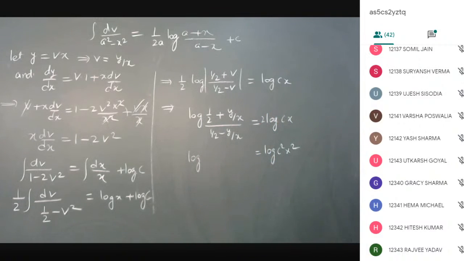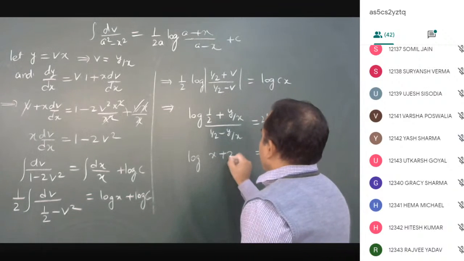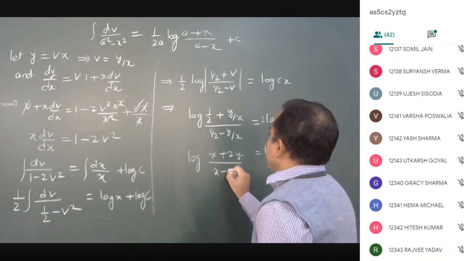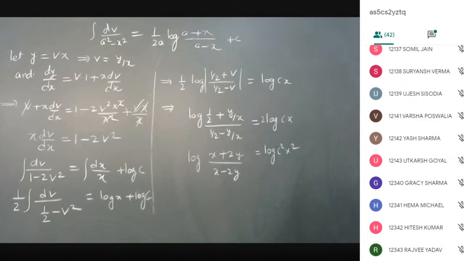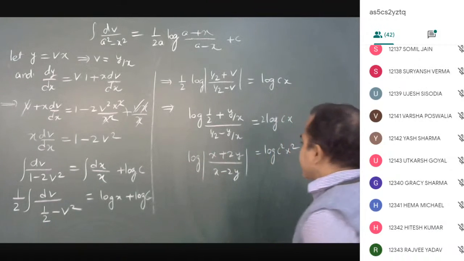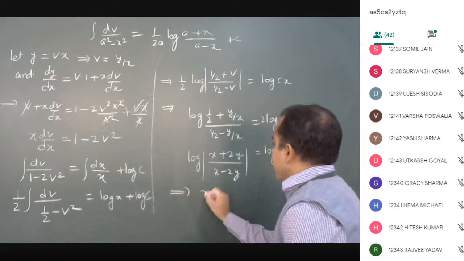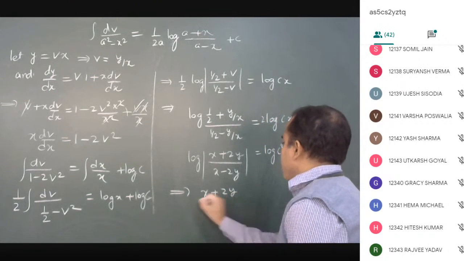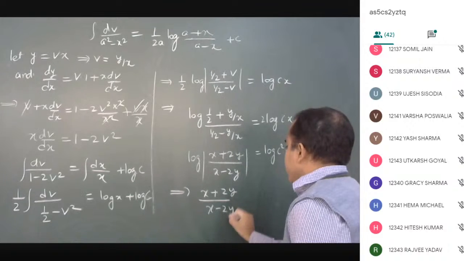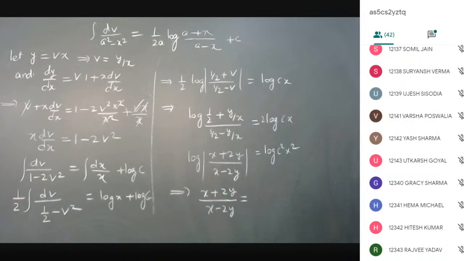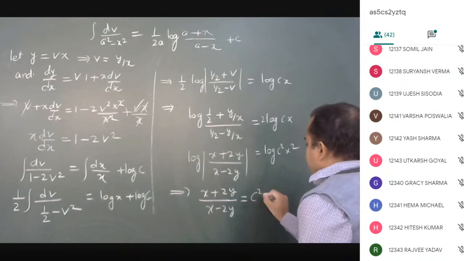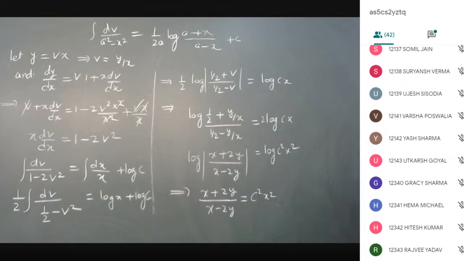And the left hand side will become log, LCM, what should be LCM? 2x get cancelled, x plus 2y whole upon x minus 2y. 2x get cancelled from both the sides. Remove the log, take anti-log from both the sides, and it will become x plus 2y upon, Hitesh, check the answer and tell me, is this right? Equal to c square x square. No simplification possible. This is the final answer.